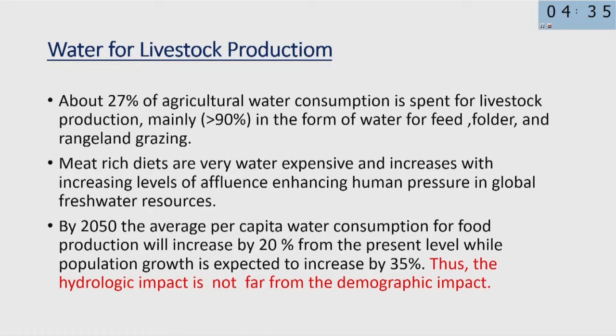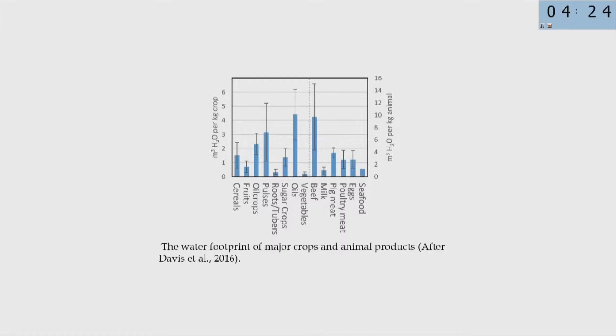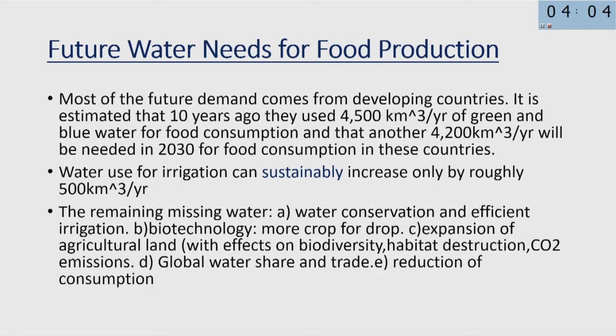And here you see in this graph the water footprint of major crops and animal products. And in there, of course, beef, oils, and oil-type crops are the largest ones in terms of water footprint. Now, in the water needs for food production, most of the future demand will come from developing countries.